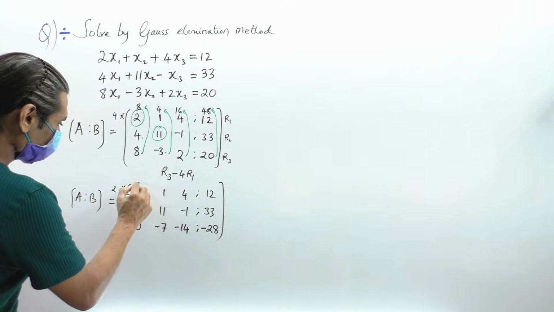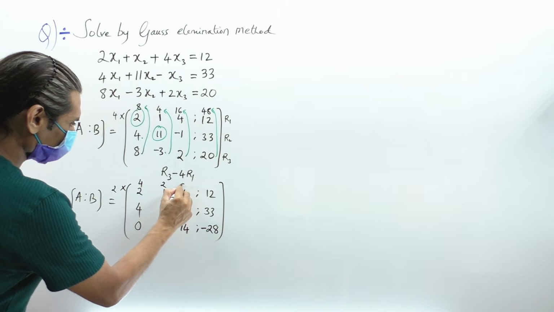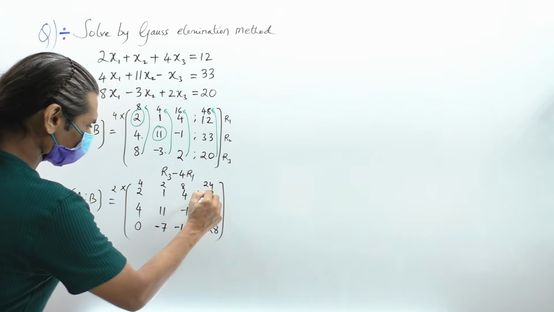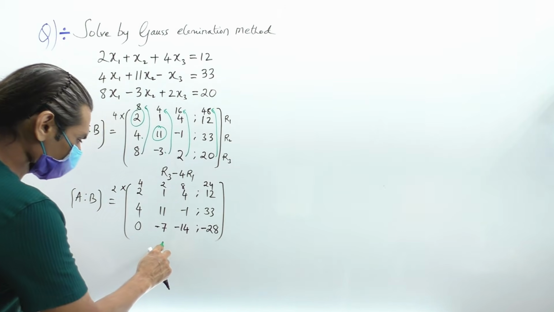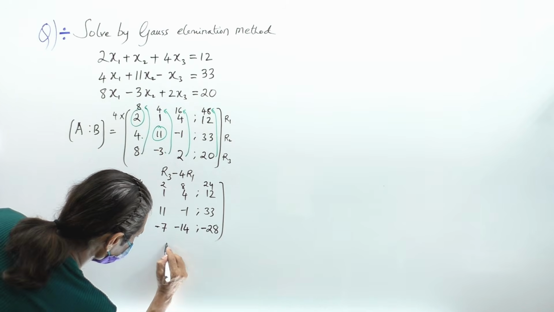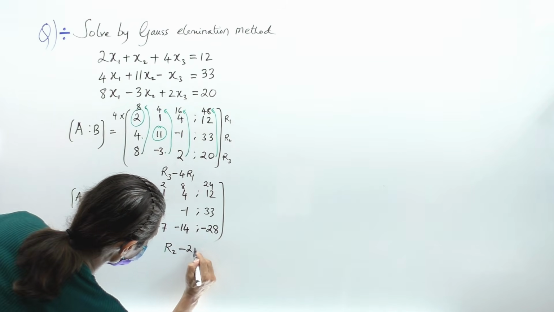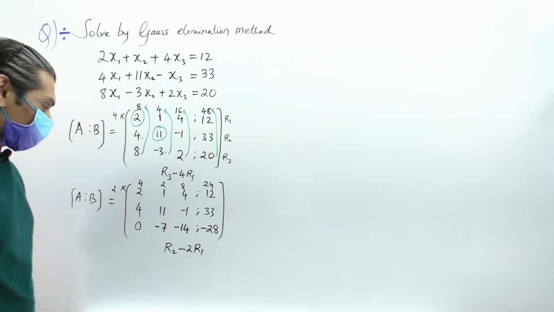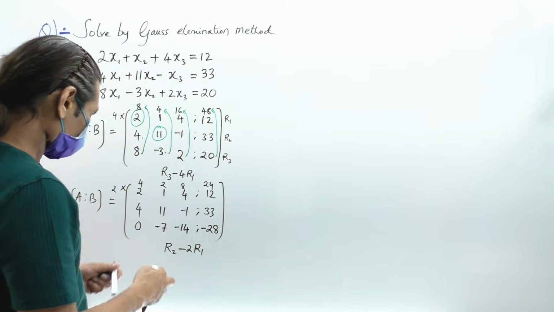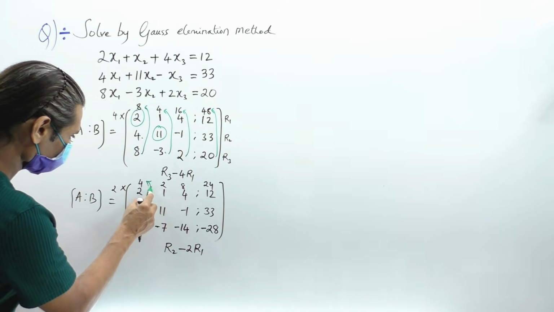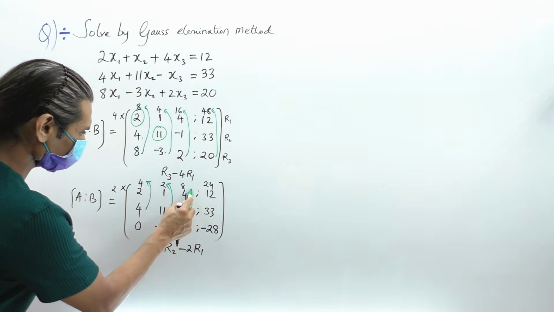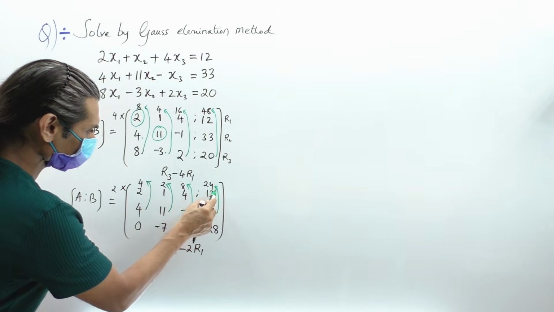The same as 4. 2 2s are 4, 2 1s are 2, 2 4s are 8, and 2 12s are 24. So the operation is R2, we have R2 minus 2 R1. Okay, so let's do this operation here now. So 4 minus 4, 11 minus 2, minus 1 minus 8, and 33 minus 24.